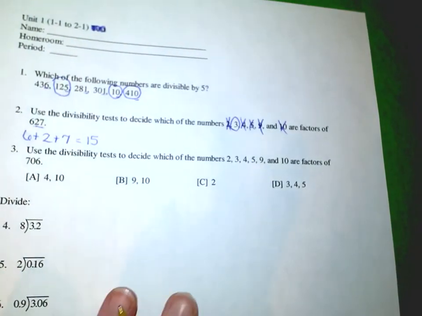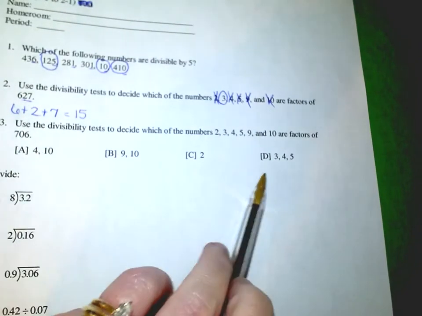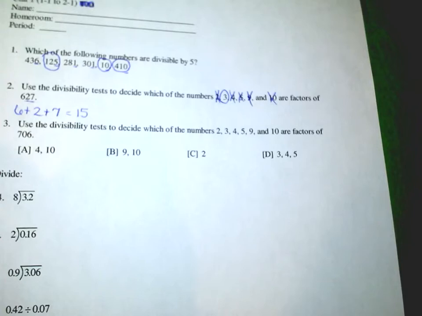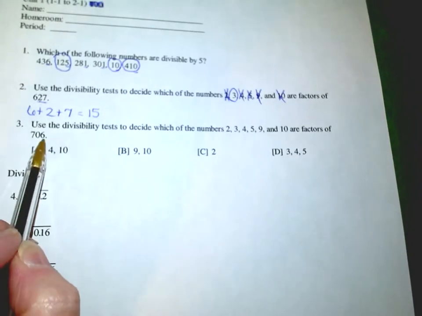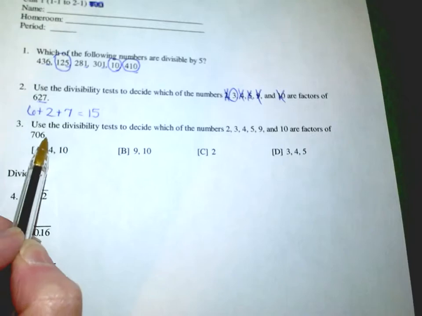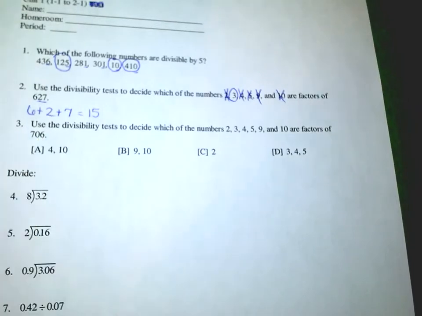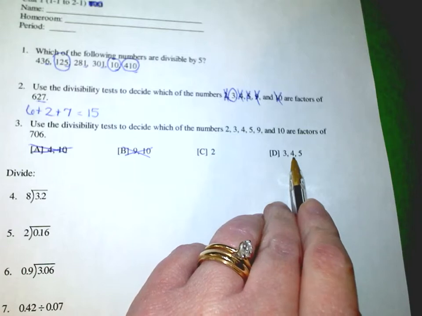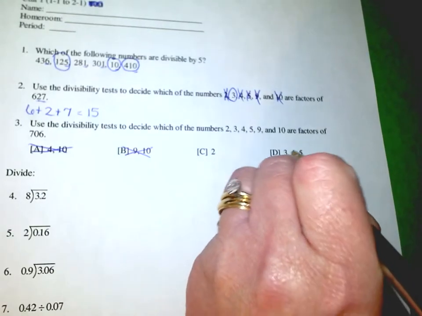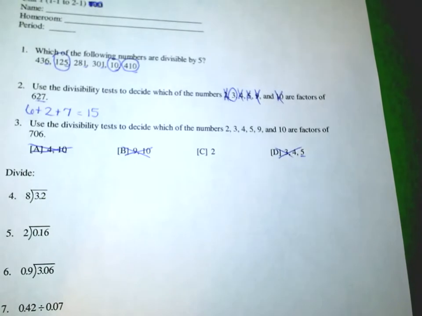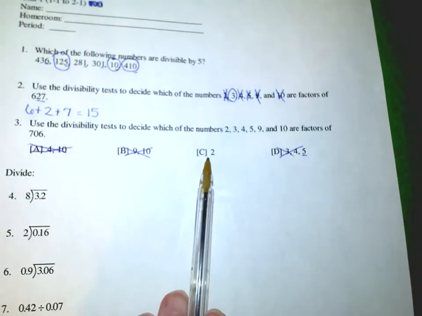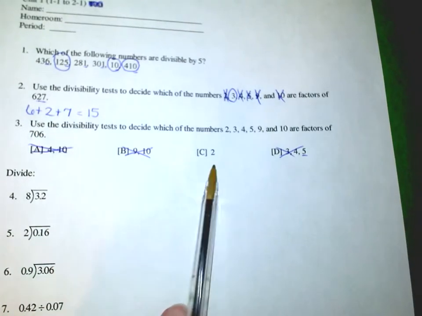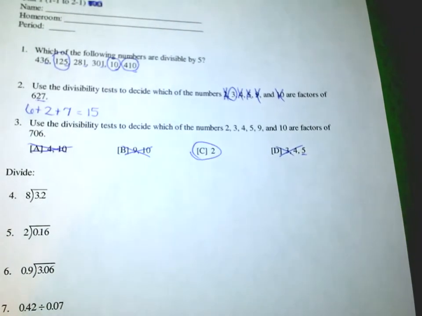Number 3, same kind of question. This time it's multiple choice, so that should help you narrow things down a little bit. I know 10 doesn't go into it because the last digit is 6, so it can't be A, and it can't be B because they both have 10 in them, and it can't be D because the ones place is a 6 and not a 5 or 0, which is the rule for 5. So just to be on the safe side, go back and check what's left, and does it go into it? Yes, 6 is even, so C is the only option. 2 is the only number that goes into that evenly.